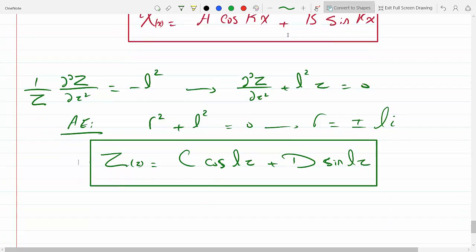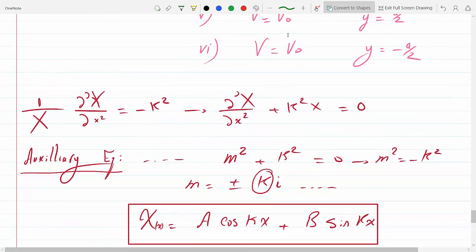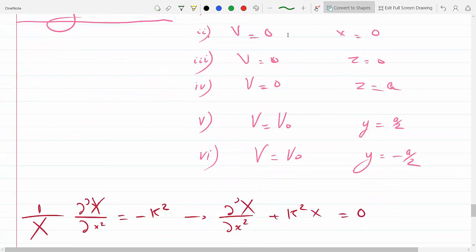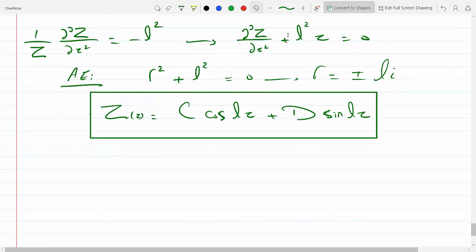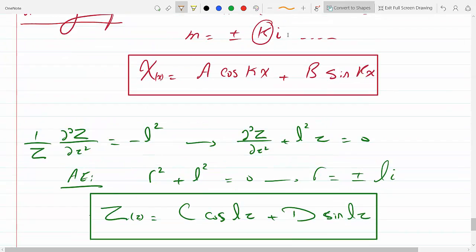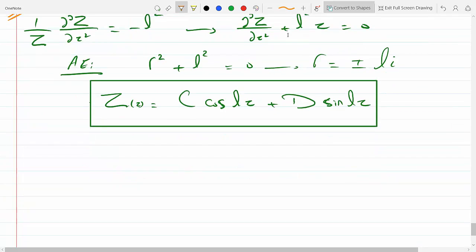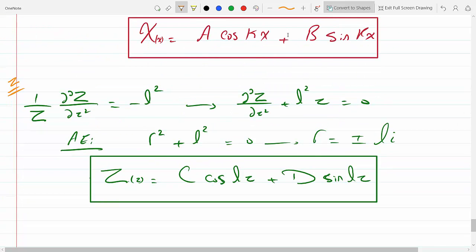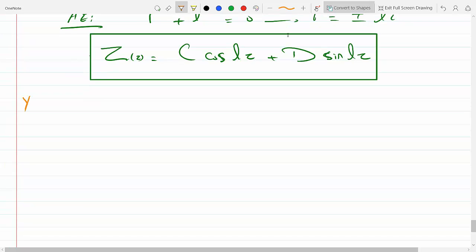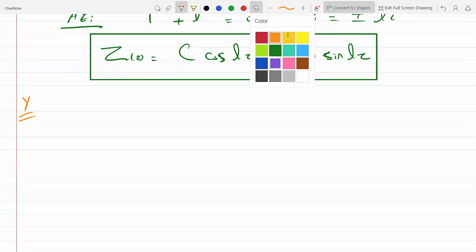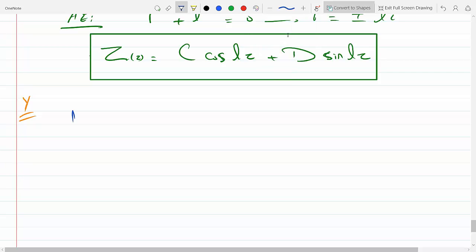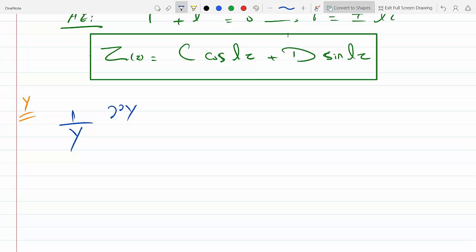The last one is the y equation, which will be slightly different because now we have a k squared plus L squared. So this was the x equation, this was the z equation, and now we're going to do the y equation. We have 1 over Y, d squared Y over dy squared equals, we said they have to add up to 0, so this is just k squared plus L squared, which is positive.